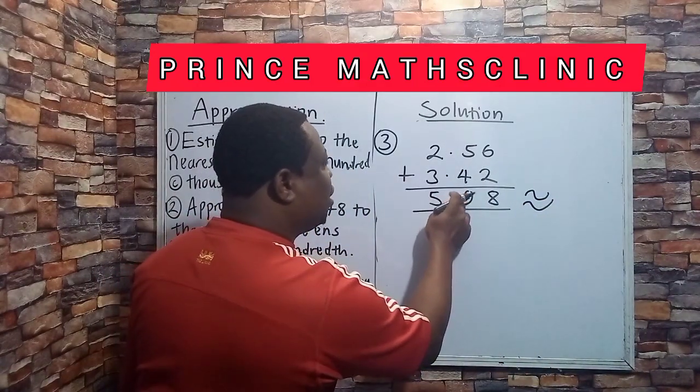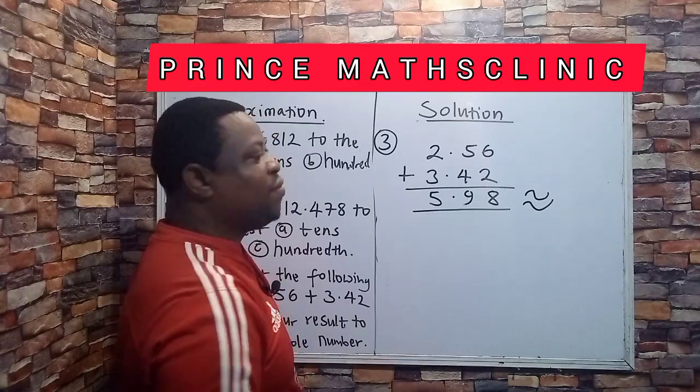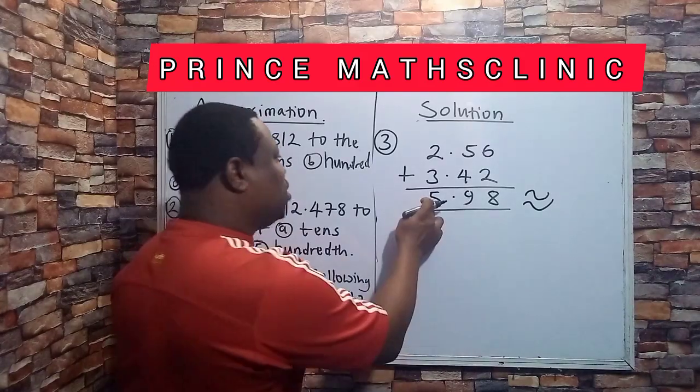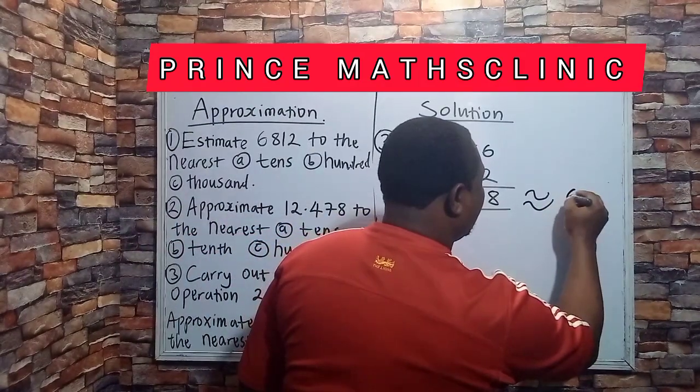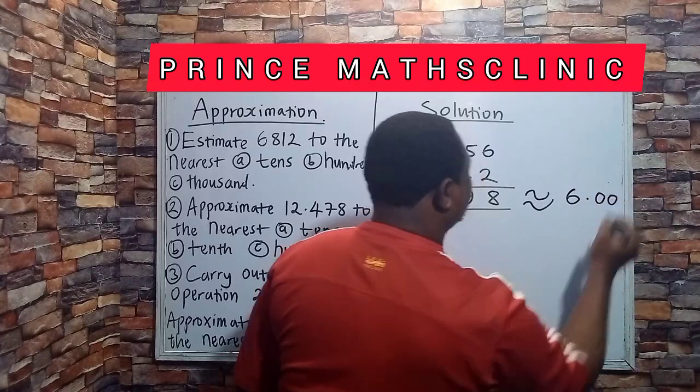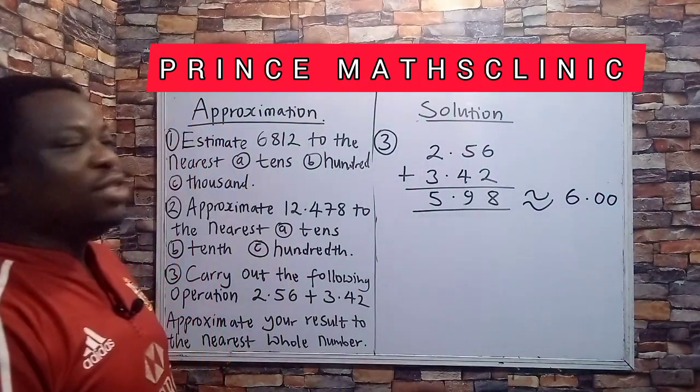Interestingly, if you approximate to the nearest whole number, 5 can be approximated. This number is 9, above 5. You change it to 1, add it to this. This becomes 6.00. That is the result.